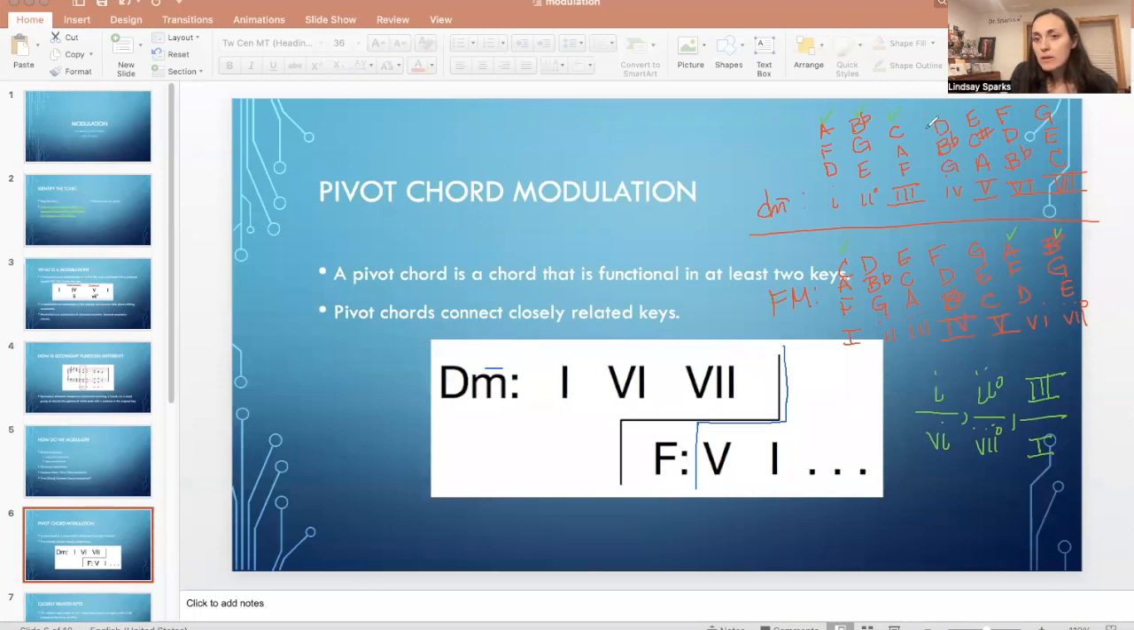You see where this is going. 4 and 2 look very similar. I'll put this over here. 4, 2, that's a very common pivot chord. Oh, I wrote 6, didn't I? Let me redo that. There we go. And they're both predominant, right? So those are very, very common pivot chords.